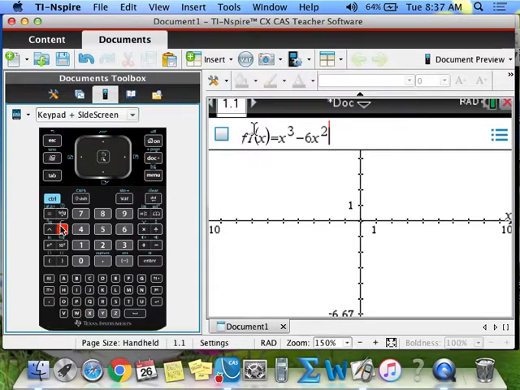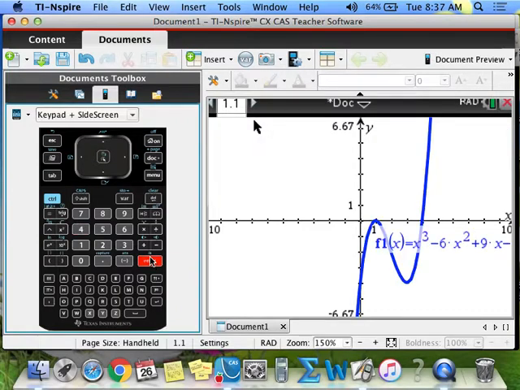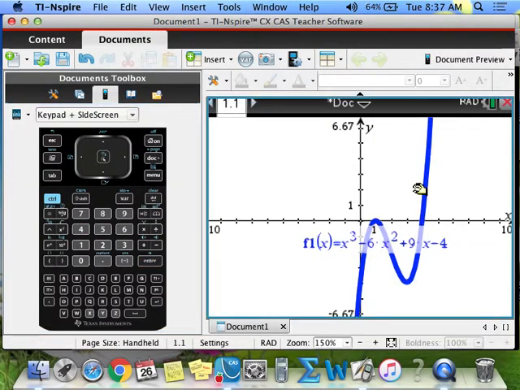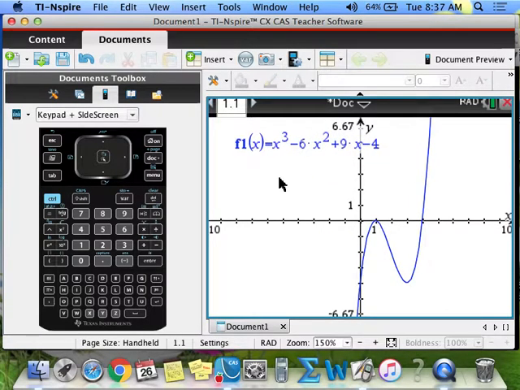Okay. Plus 9x minus 4. Did I type it in right? Yes. Alright, so this is our position function. So let's start hopefully making some connections as we go through and answer these questions.